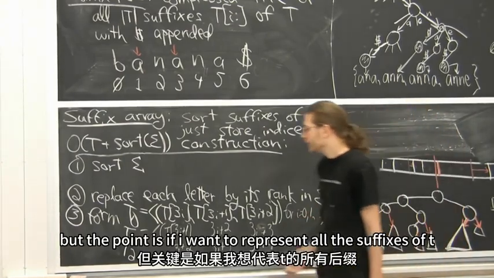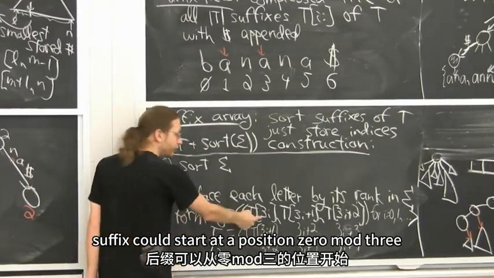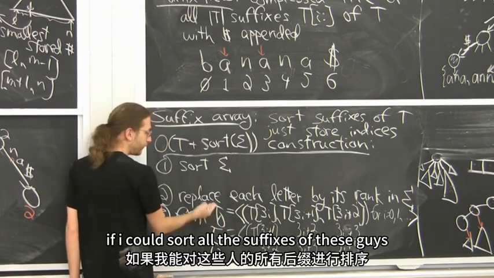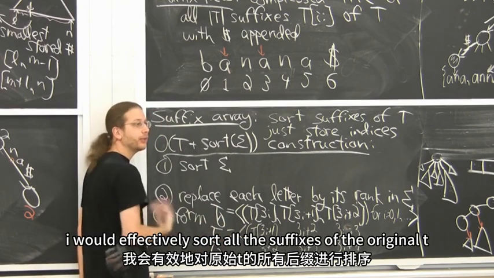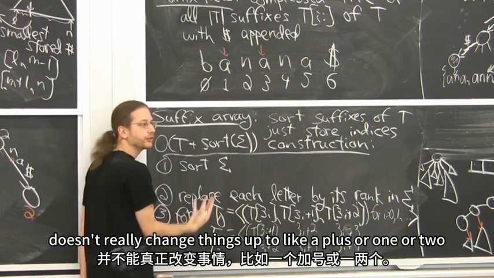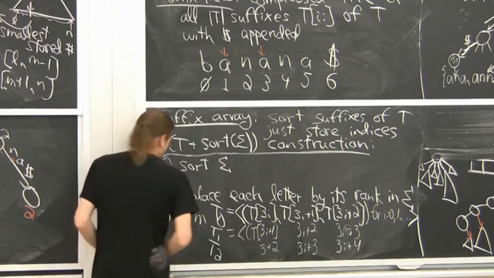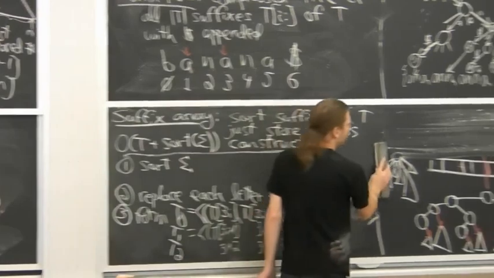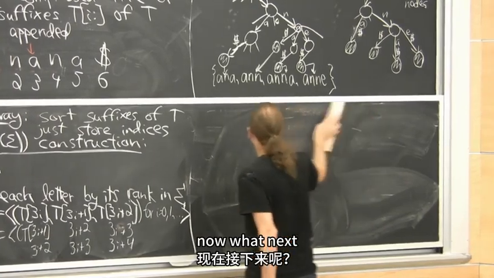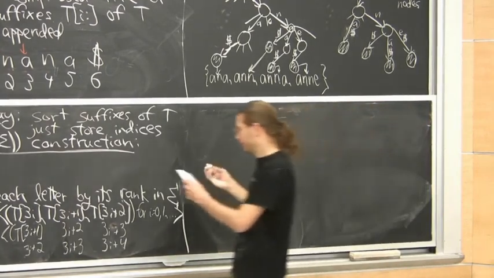But the point is, if I want to represent all the suffixes of t, a suffix could start at a position 0 mod 3, or a position 1 mod 3, or a position 2 mod 3. So if I could sort all the suffixes of these guys, I would effectively sort all the suffixes of the original t. This tripling up doesn't really change things, up to like a plus 1 or 2. Okay. Now what? Next, I believe, is recursion. Yeah.